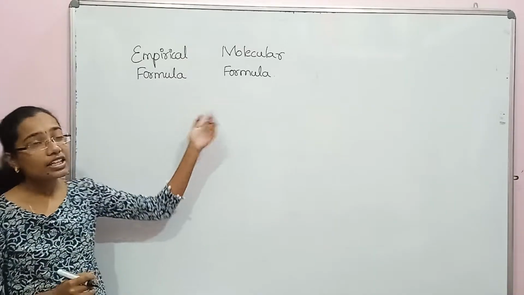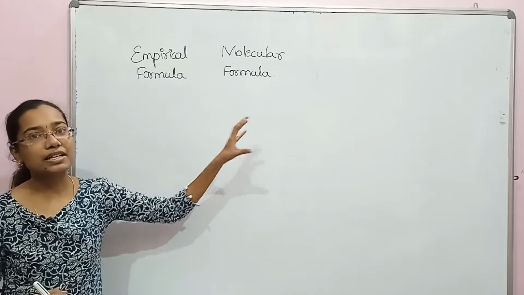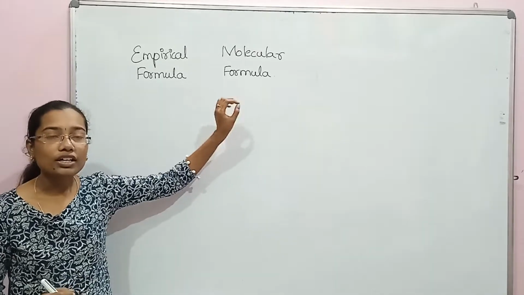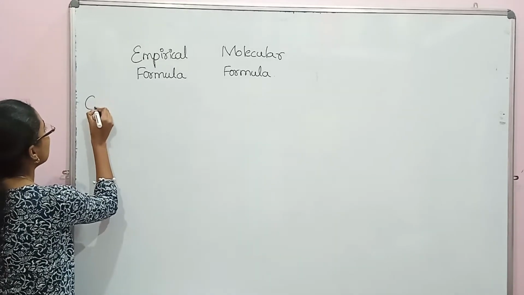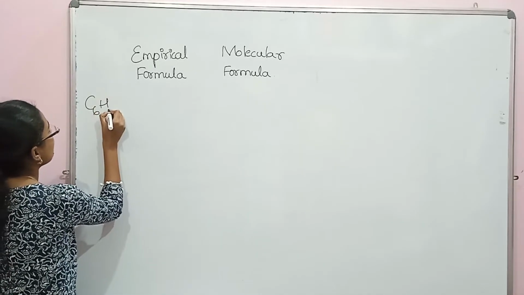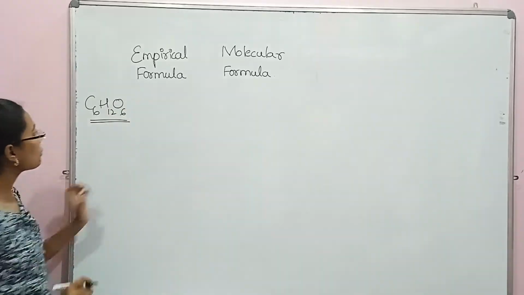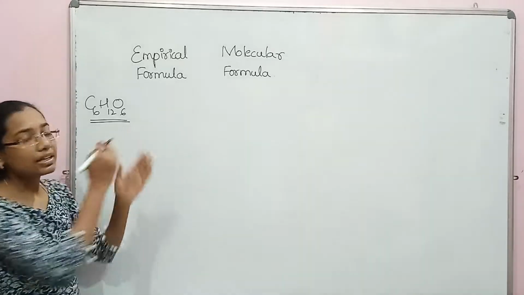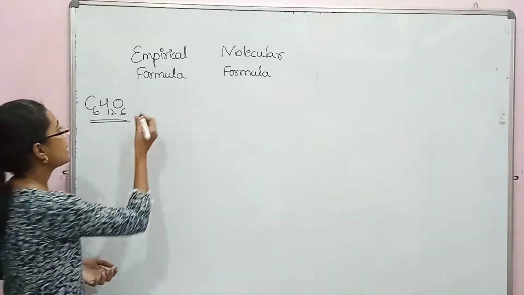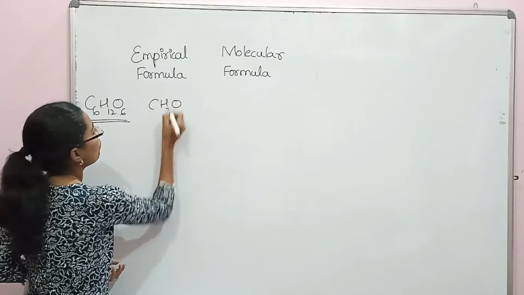But what is the molecular formula? It gives the exact number of different atoms present in a molecule or a compound. For example, I'll tell you. Here we have glucose, whose molecular formula is C6H12O6. If we take the empirical formula of glucose, it will become CH2O.